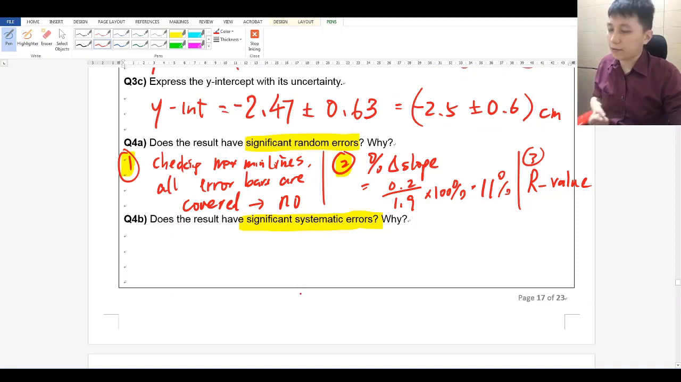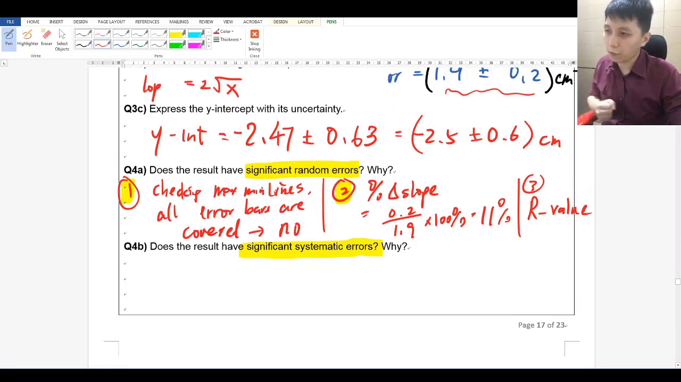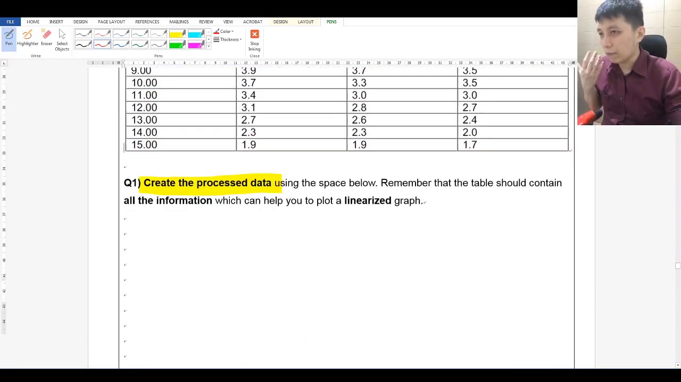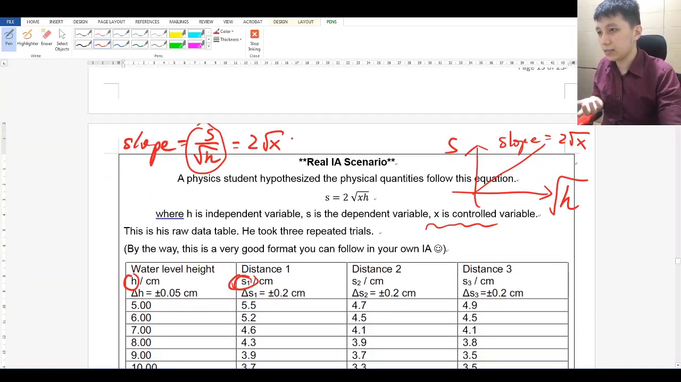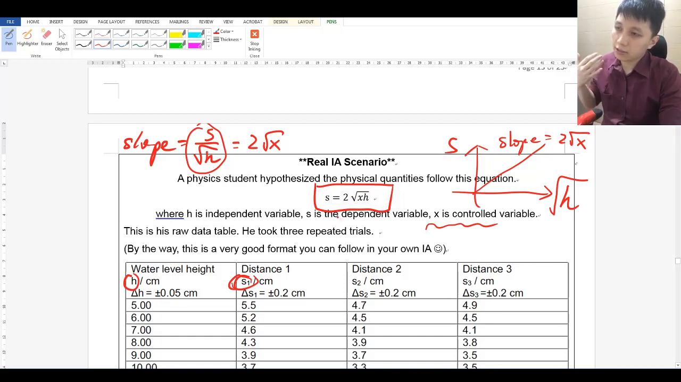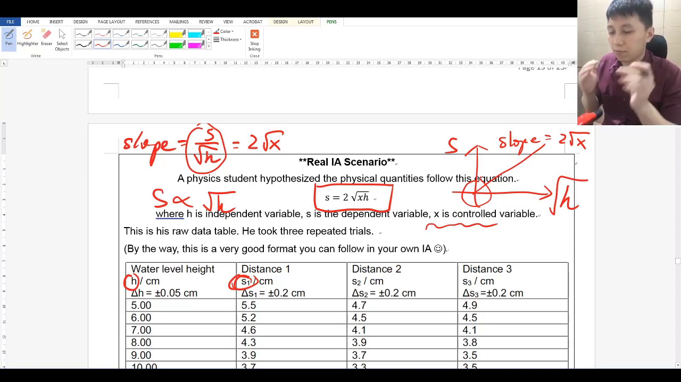Lastly, systematic error. This is much more straightforward. So in our framework, as we said, this is the equation that we have. Okay, and once again, if you look at this equation, it tells us that there's no y-intercept, supposedly, because s is supposed to be proportional to root h. So in theory, the line should pass through, and also the max mean line should cover the origin.